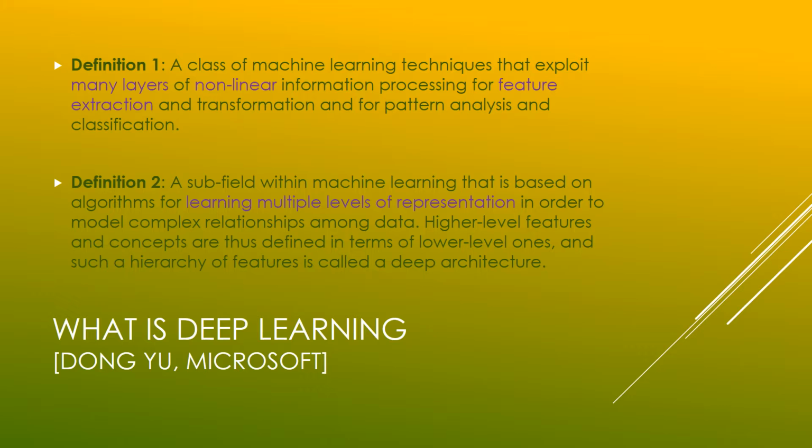By another definition, AI is a subfield within machine learning that is based on algorithms for learning multiple layers of representation in order to model complex relationships among data, where high-level features and concepts are defined in terms of low-level ones. Such a hierarchical feature structure is called a deep architecture. So in this definition, it focuses on the representation. So that's another beauty of this thing.